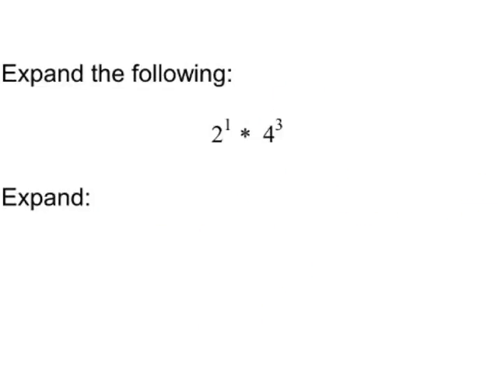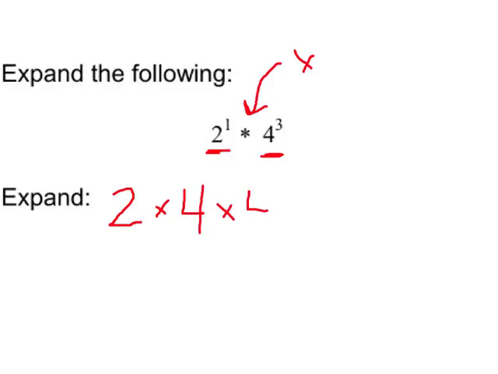For the second one, I'm multiplying 2 to the first power times 4 cubed. So when I expand it, I'm going to expand this first term first. 2 to the first power is just the same as 2. This sign means what? You're right, multiplication. Bring that sign down. And then I'm going to expand my next term, which is 4 to the third power, which you can also call what? Yes, it can also be called 4 cubed. So I'll write 2 times 4 times 4 times 4, because I'm expanding 4 cubed.